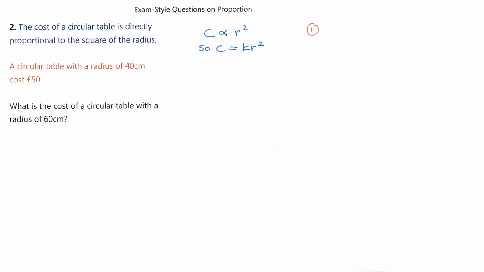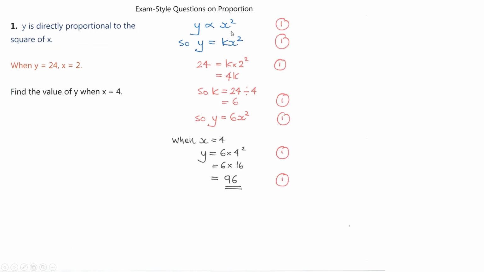So it makes sense that the cost is proportional to some amount of r squared. Just doing this, just like before, we're going to go backwards. Y is proportional to x squared, y equals kx squared. So just like before, we've got c is proportional to r squared because it's cost and radius, and now we write down c equals kr squared, and we're going to have to work out what k is.